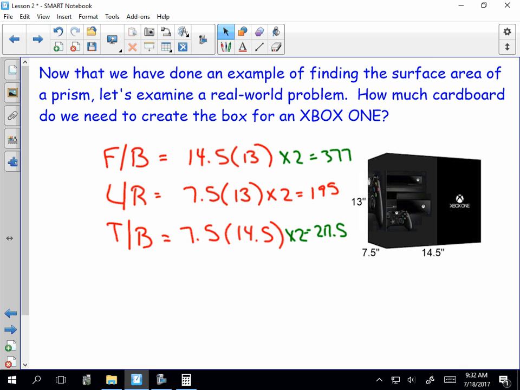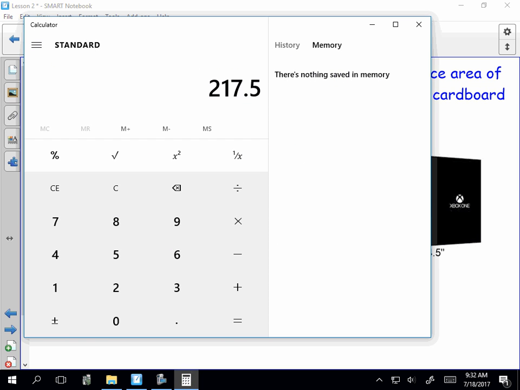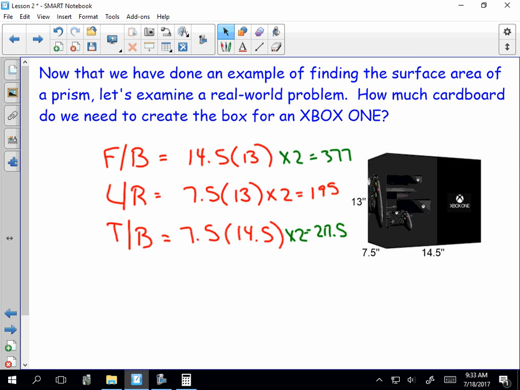And in that situation, we now have all of our different surface areas, and we're just going to add those up. Plus 195 plus 377. Okay, and we get our total surface area of 789.5 inches, square inches of cardboard.